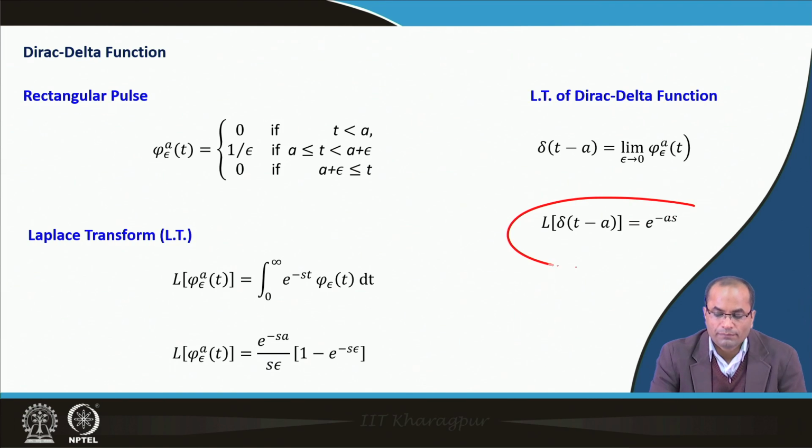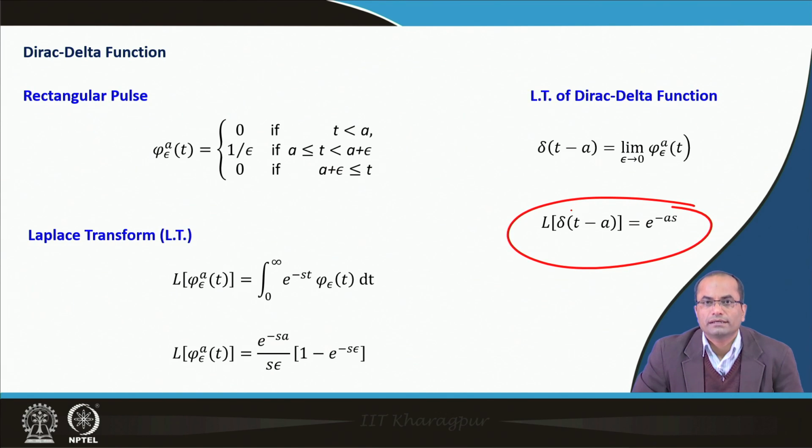So, here the Laplace transform of delta t minus a is e power minus a s.